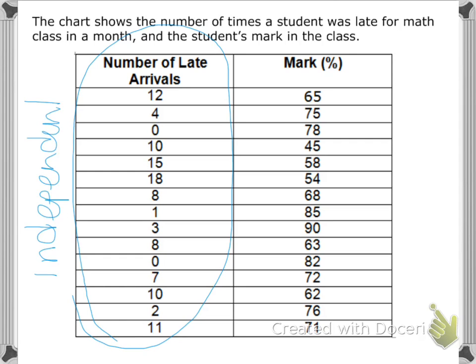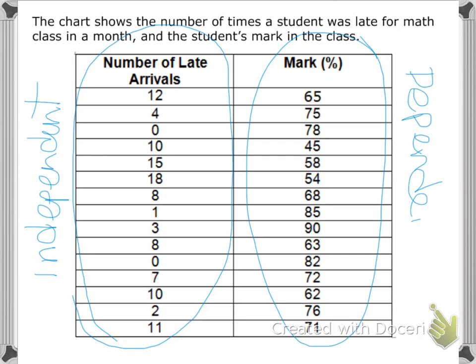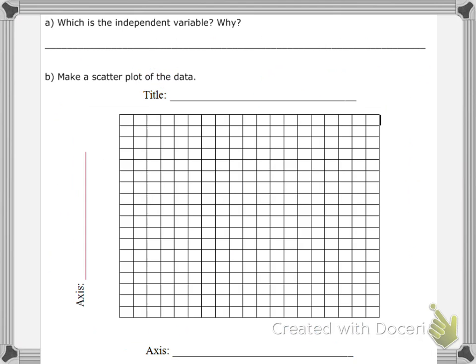then that would mean that in this study or in this collection of data, we're trying to find out if the mark depends on, so that's the dependent variable, if the mark depends on the number of late arrivals. And that makes sense. So independent comes first in the table, and it makes sense because we want to see if the mark depends on the number of late arrivals.